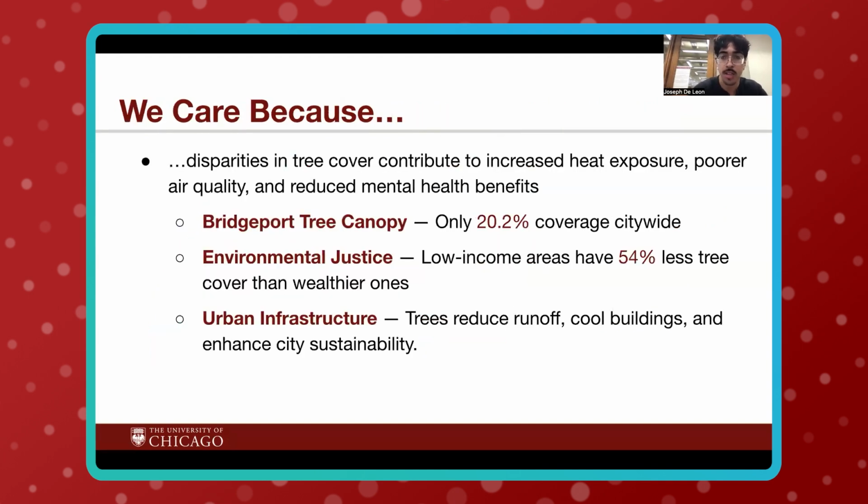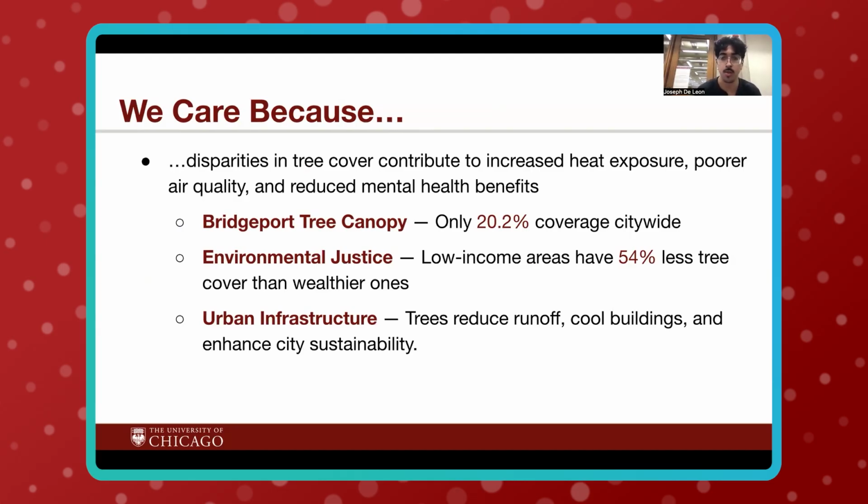We care because disparities in tree cover aren't just about aesthetics, they directly impact the health and environmental justice of people living there. Bridgeport has only about 20% tree canopy citywide. Low income areas have 54% tree cover, less than wealthier neighborhoods, leading to more heat exposure, worse air quality, and fewer mental health benefits. Trees also reduce runoff and cool buildings, making them critical infrastructure, not just greenery.